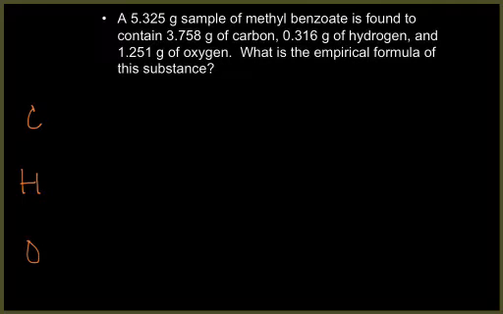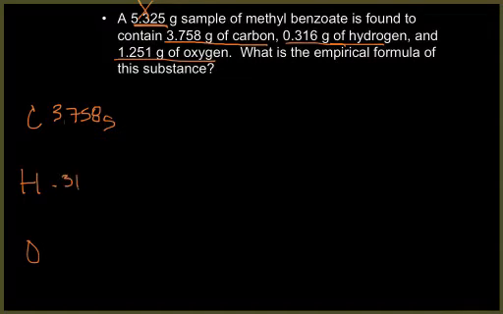Now this is my total, so when they give you a big list of numbers, be careful which numbers you're pulling from the problem and make sure they're the correct ones. So this one says 3.758 grams of carbon, 0.316 hydrogen, 0.125 oxygen. Right now I don't need this number up here. They're just giving me the total and then they're breaking it down into the individual components. So 3.758 grams carbon, hydrogen 0.316 grams, oxygen 1.251 grams.